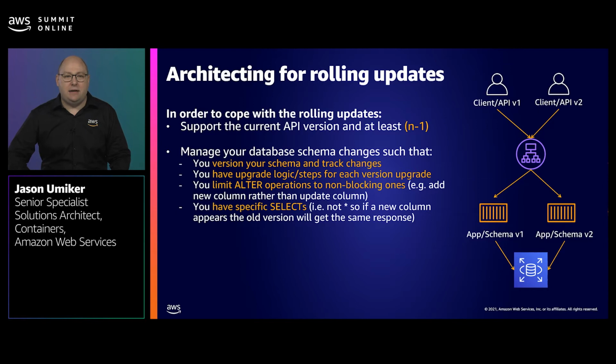On the database side, you should version your schema, embed your upgrade logic into your service's code, or as a Kubernetes init container, as we'll see in a second. Also, limit yourself to non-blocking changes that are additive. For example, add a new column rather than change an existing column. And finally, be specific in your select as to which columns you'd like returned, so when a new one appears in your database, it doesn't break your older versions, since they don't unexpectedly get that column with its select star.